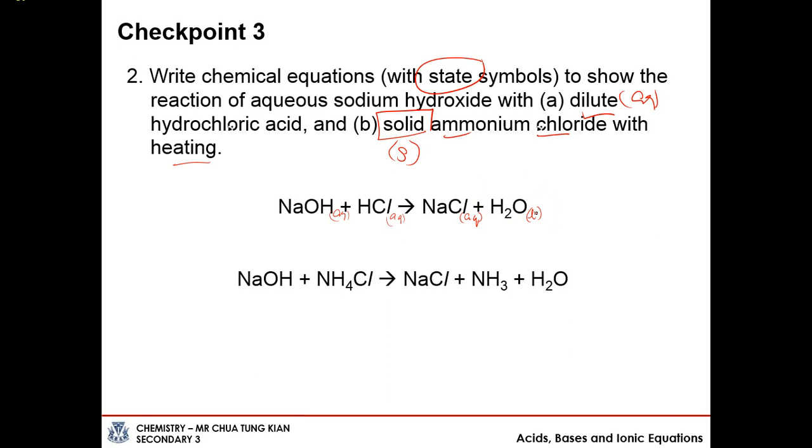For the next one, we have sodium hydroxide, (aq) again. This is solid, this is the (aq). Ammonia is a gas, and water is in the liquid state. So we have the base and ammonium compound giving us salt and ammonia and water. So how do we know there's ammonia being produced? Because we have an ammonium compound here, and the N must balance on both sides.